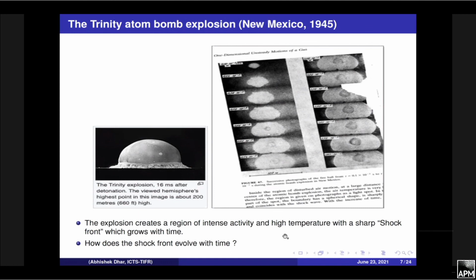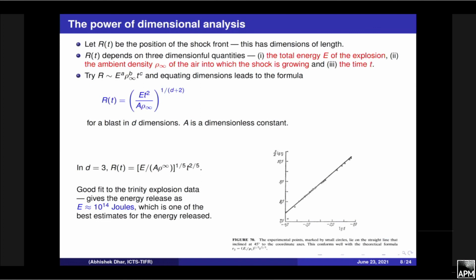One can do some very simple dimensional analysis to find out how the radius of the shock grows with time. The idea is that this radius should depend probably just on the energy of the explosion. The other variable one can think of is the density of the ambient air into which the shock is growing, and of course, the time. These are the natural variables in the system. If we try to pull out a length scale from these basic quantities, you find that one has to have this particular form.